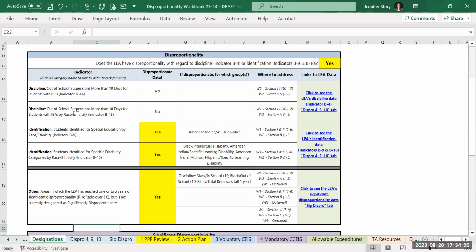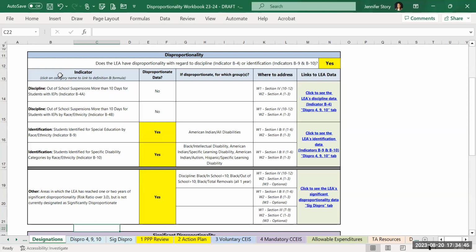So the first 2 sections are discipline. And for disproportionality, this is specific to out-of-school suspensions of more than 10 days for students with IEPs, which is indicator 4A, and indicator 4B, which looks at the same discipline rates, but breaks it down by race ethnicity. So this particular LEA does not have any identified disproportionality with regard to out-of-school suspensions of more than 10 days. If they did have disproportionality, this section right here would tell which groups were experiencing disproportionality within the LEA.